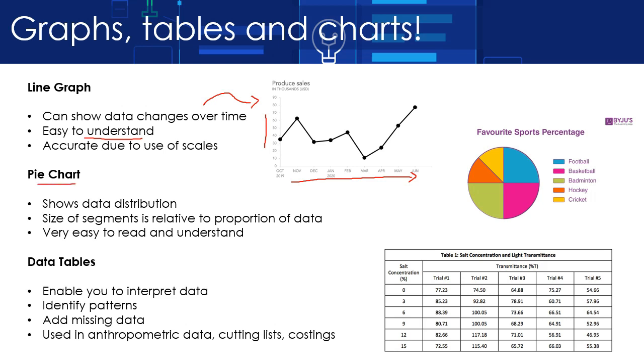Pie chart. You can obviously see the data distribution really, really clearly. The size of the segments is proportion to the data, very easy to read and understand.